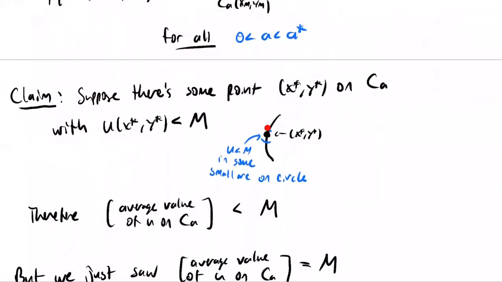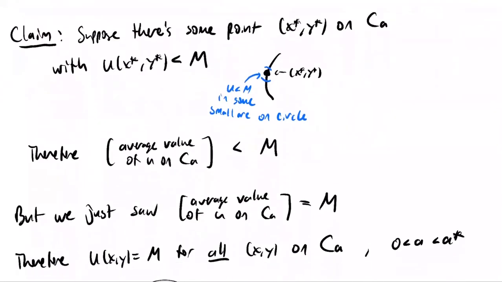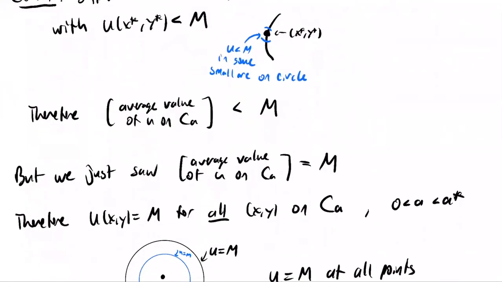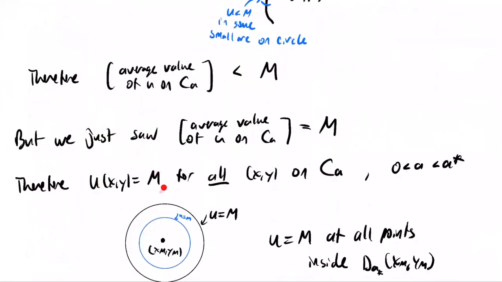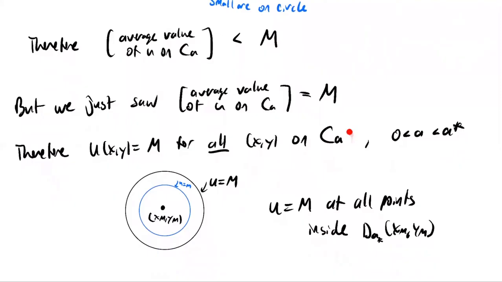Because if u is strictly less than m at some point on the circle, then there's some arc where it's strictly less than m, and then you can calculate that the average has to be smaller than m in that case. But that's not the case because we saw using the mean value property that the average has to equal m. And so it follows that u has to be identically equal to m at every single point along the boundary of the circle centered at xm, ym. But this is true for any radius smaller than a certain threshold. So at every smaller circle centered at the point, it's also equal to m. And that means it has to be equal to m at every single point in this disk.